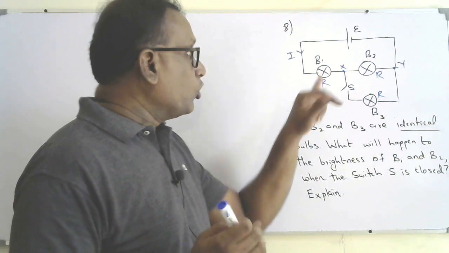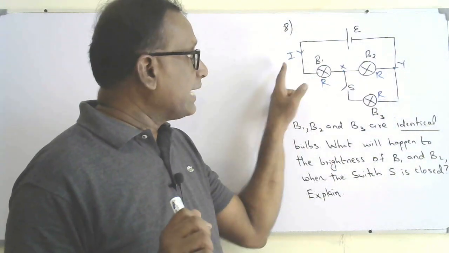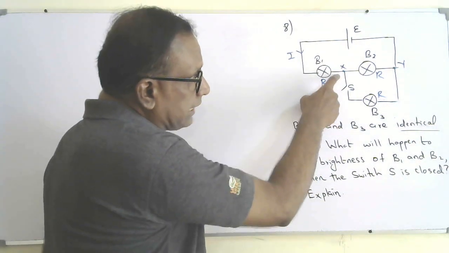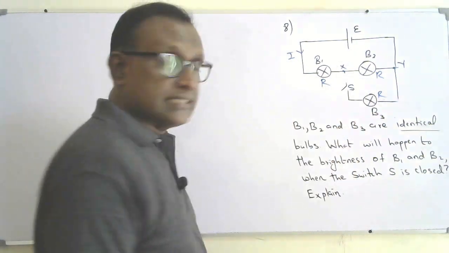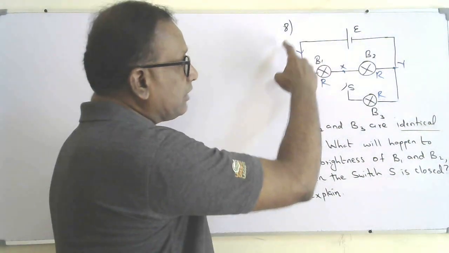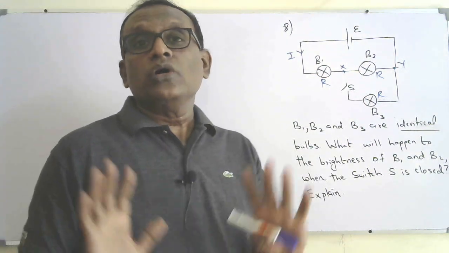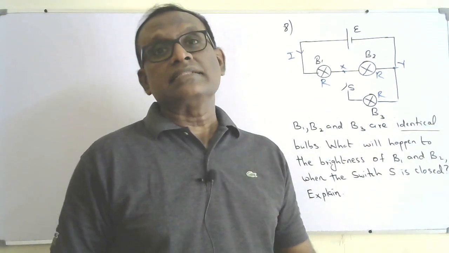So initially both bulbs B1 and B2 have the same resistance. They are in series because the switch S is open, which means in this branch there won't be any current flow. I can imagine this is not there. Since the switch is open, the current will flow only through B1 and B2. So they will have the same current through them, and the same voltage.